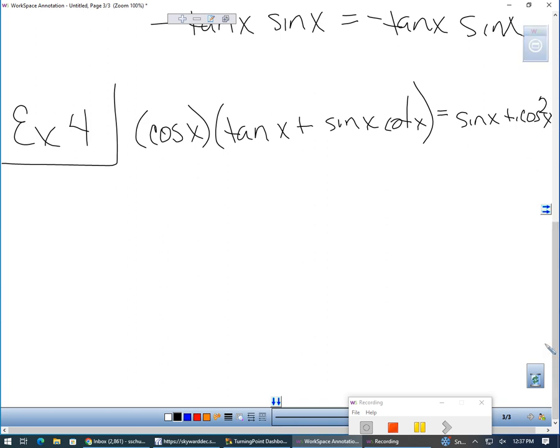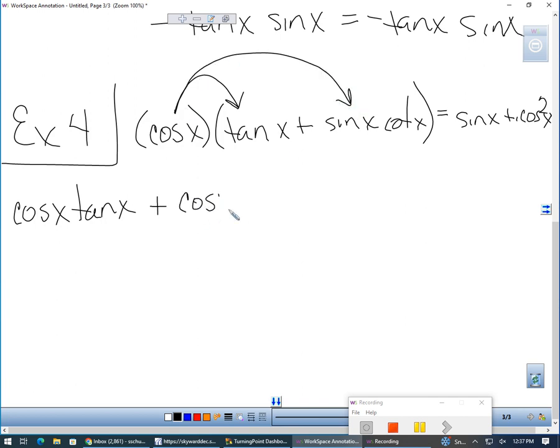So first thing we should probably do, since the right-hand side doesn't have any parentheses, probably should get rid of those first, right? So we're going to distribute to do that. So we're going to go cosine times tangent. So I have cosine x tangent x plus cosine x times sine x cotangent x. Do those match yet? Nope, not yet.